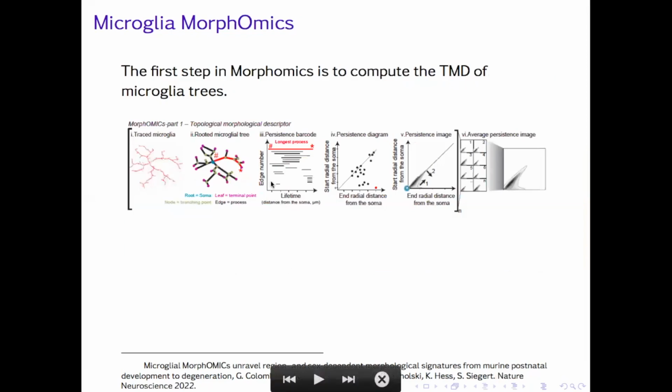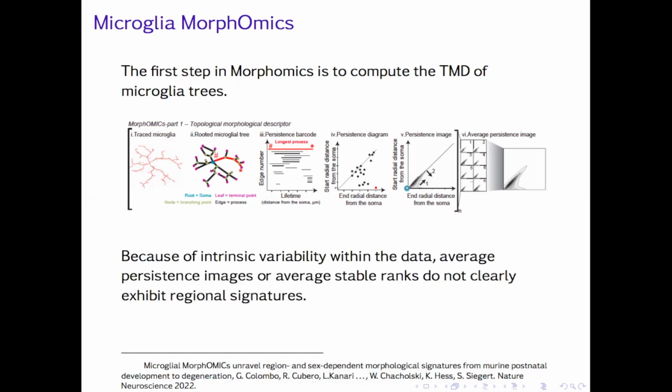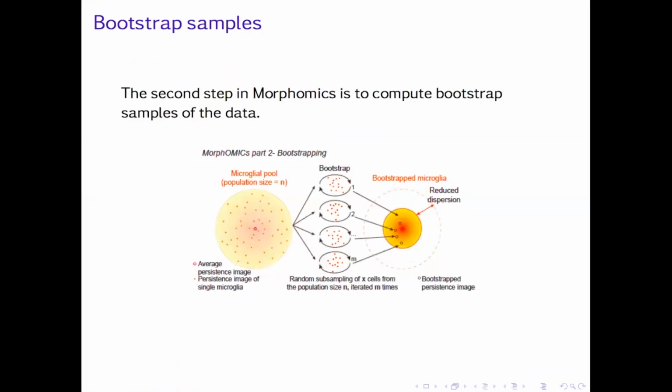So I described before the TMD that given a rooted tree assigns a barcode and then a persistence diagram. One can then consider persistence images associated to this persistence diagram by considering Gaussian kernels on the points of the persistence diagram. And it was observed that on average, different groups had different persistence diagrams, but this was not seen at the individual level of trees. And this again is because the data has a strong intrinsic variability, because these microglia morphologies move a lot according to cues in the environment. So their shape can change a lot.